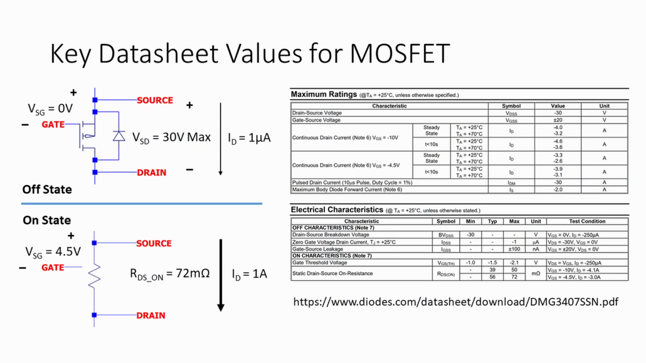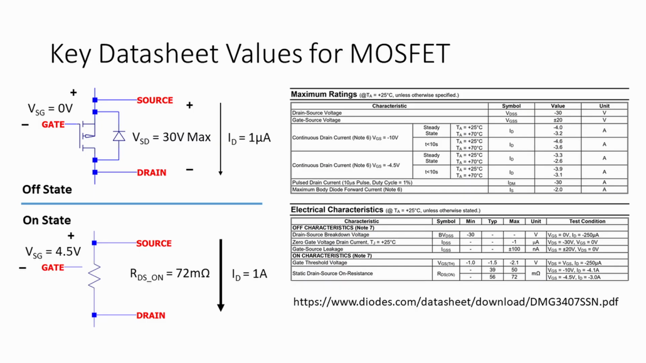Let's take a look at the key datasheet values for a pass switch. The upper left shows the FET in the off state, where the source to gate voltage is close to 0 volts. The first key datasheet characteristic for this state is the drain source breakdown voltage, which is 30 volts for this part. From our requirements, we're only going to have 5 volts from source to drain, so we're definitely good there. The other key characteristic for the off state is the 0 gate voltage drain current, which is the leakage current. 1 microamp at room temp is pretty typical, and we can expect the leakage to approximately double for every 10-degree rise in temperature.